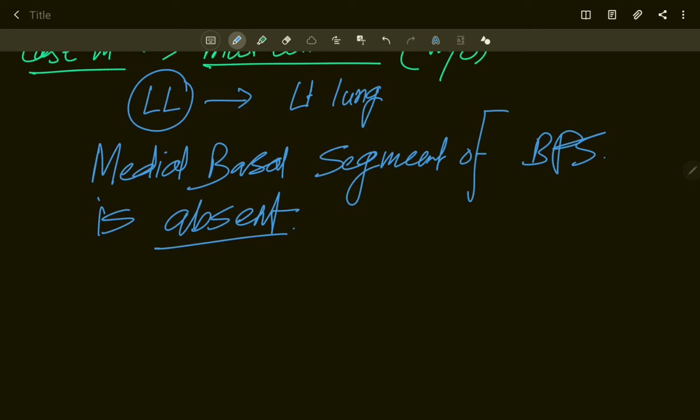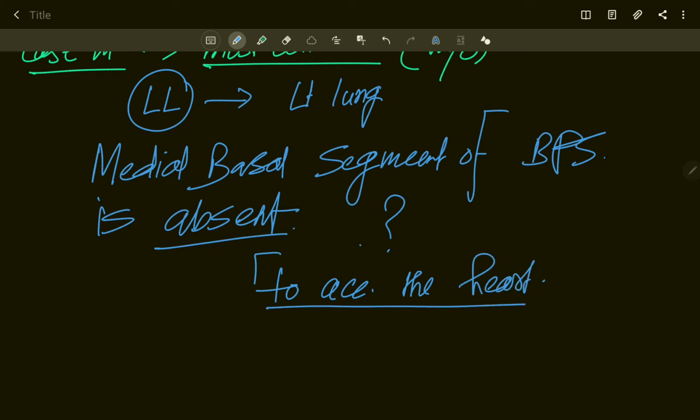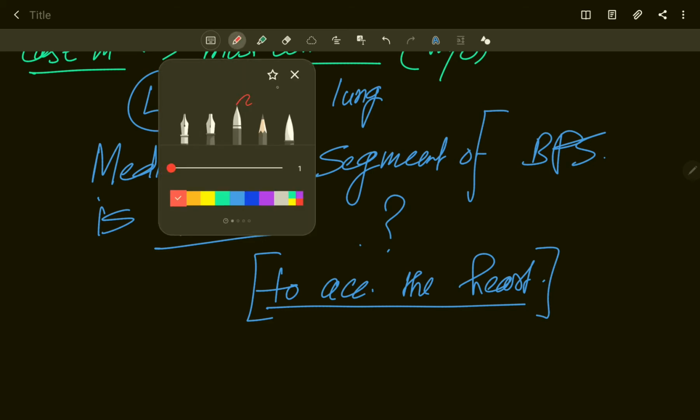Why? The question is why it is absent. Now this medial basal segment is absent or poorly developed. Generally it is absent. Okay, why is this absent? To accommodate the heart. Okay, to accommodate the heart. Your heart is also present.